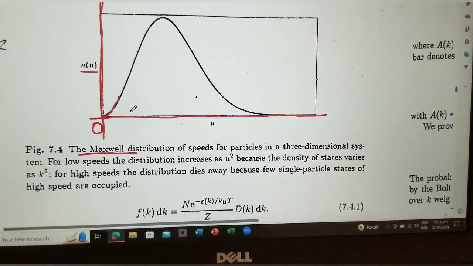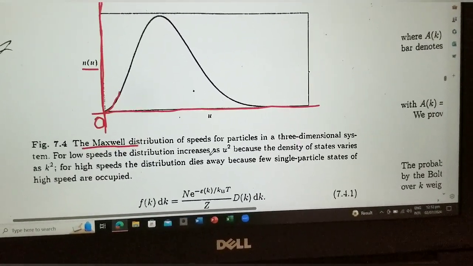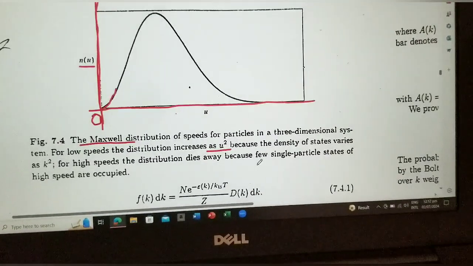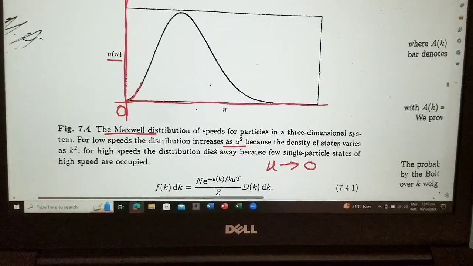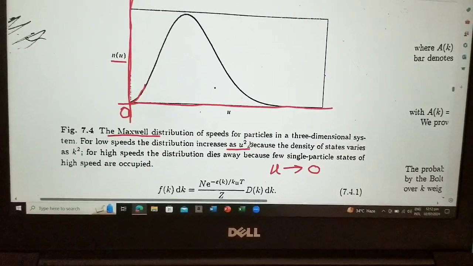At lower speeds, as I told you before, the distribution is determined by the square function. If you put the limit of u approaching 0, we'll say that the distribution function largely depends upon the u squared function.